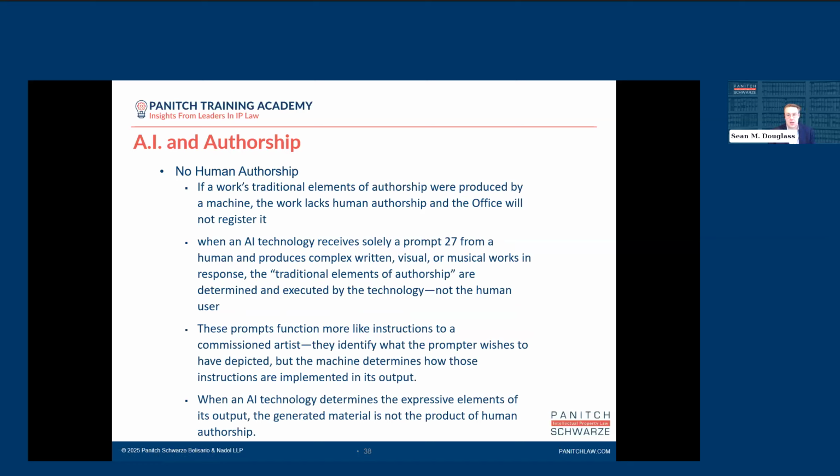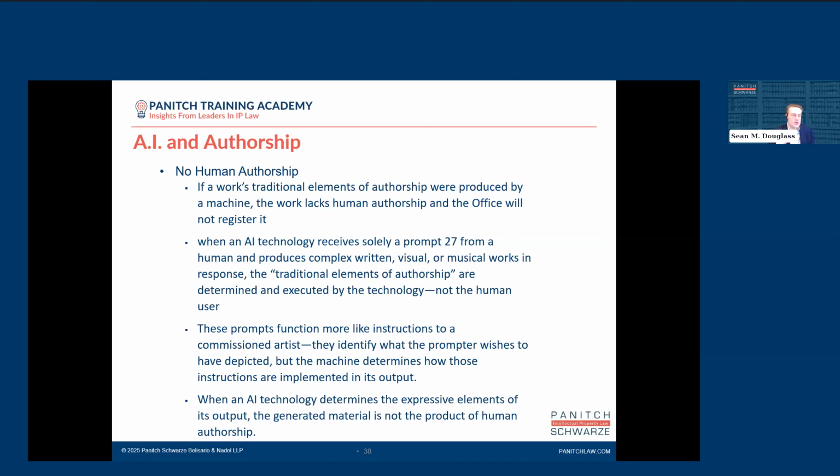If a work's traditional elements of authorship were produced by a machine, the work lacks human authorship. So again, if you're just asking a model to write you an article on subject X and you go ahead and just try to register that, that cannot be registered as a copyright. Again, the AI created everything and you put no input into it whatsoever. When an AI technology receives solely a prompt from a human and produces complex written or visual works, that is not going to be the product of the human user. Just putting a prompt into an AI model is not going to be enough.